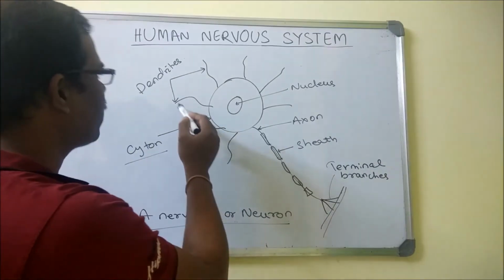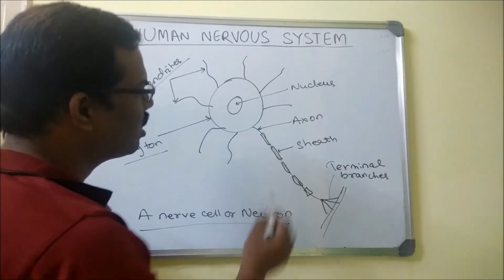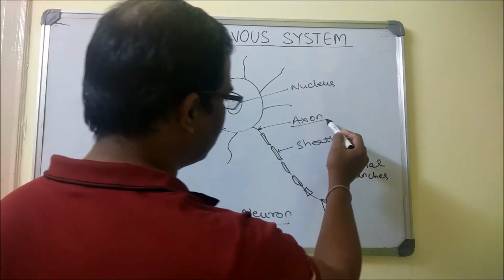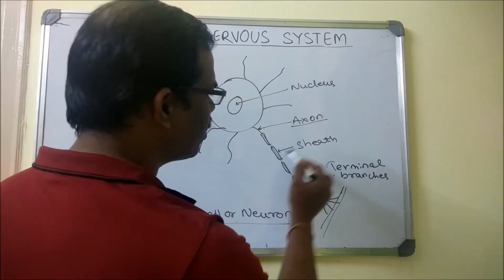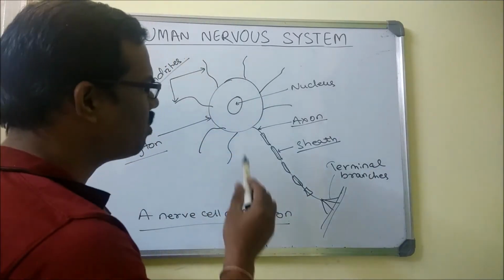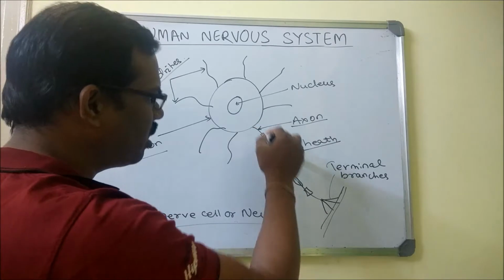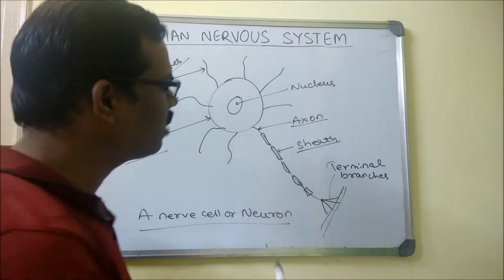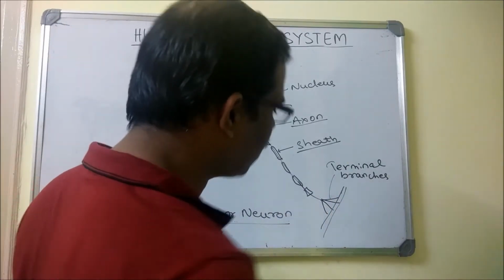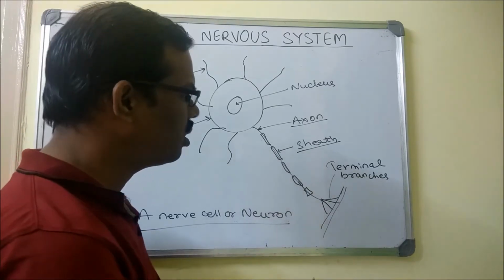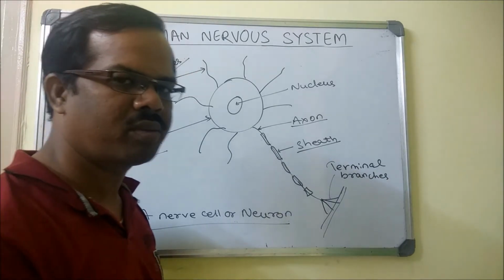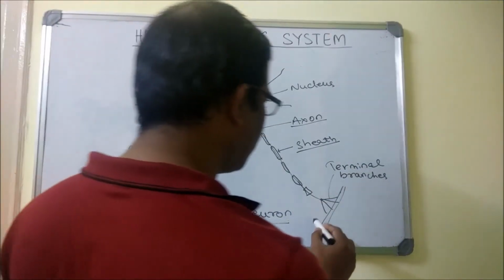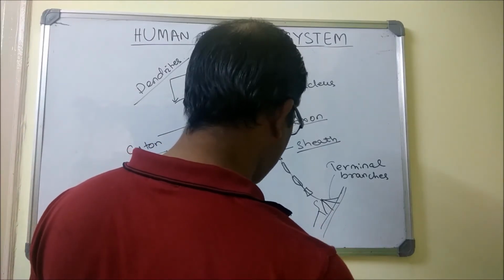Then you have the receiving branches called dendrites. Then you have the long fiber-like structure called the axon, and there are coverings called the sheath. Essentially, multiple axons are inside the sheath, like tying multiple axons together, and then you have the terminal branches which touch the muscles or other nerve cells. When these axons are connected to other nerve cells, that portion is called a synapse.